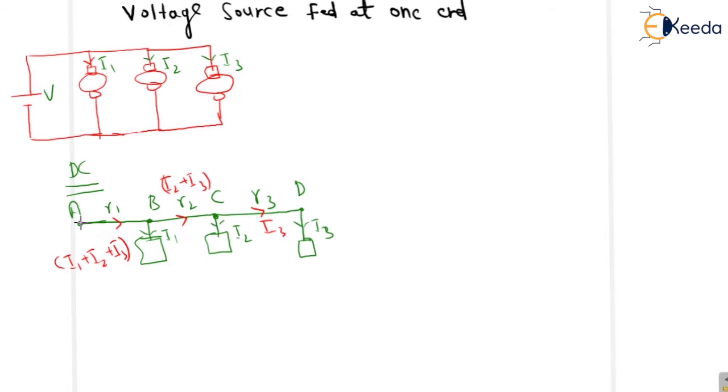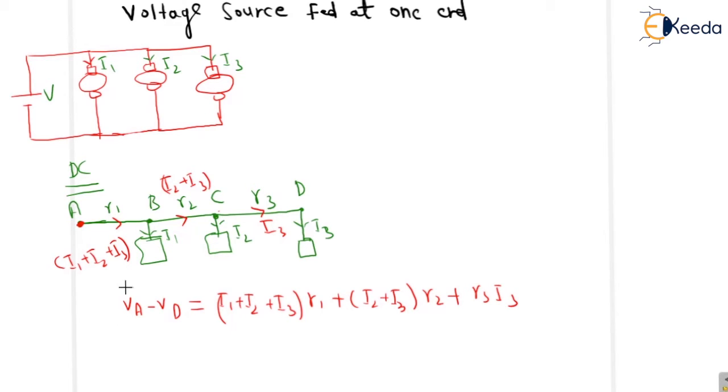So if we have the idea of voltage at A, we can calculate the voltage at any point, either B or C or D. So let us apply the KVL rule. VA minus VD will be equal to (I1 plus I2 plus I3) into R1, plus (I2 plus I3) into R2, plus R3 into I3. So this is VA minus VD. If VA has been given, then VD we can calculate by VA minus this.